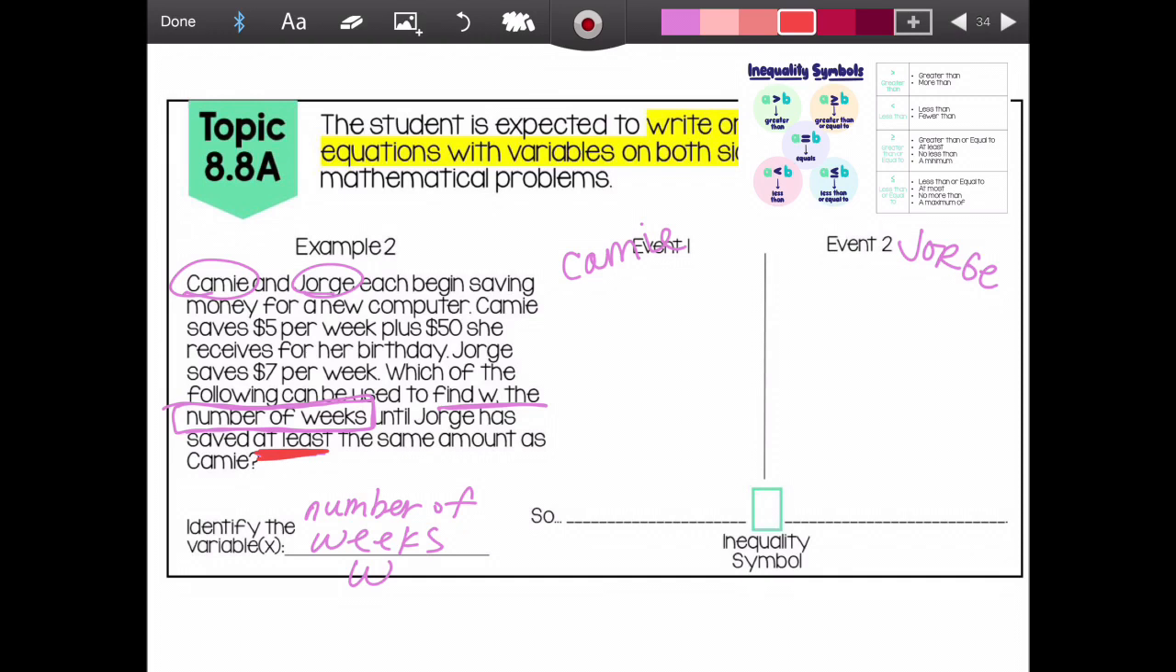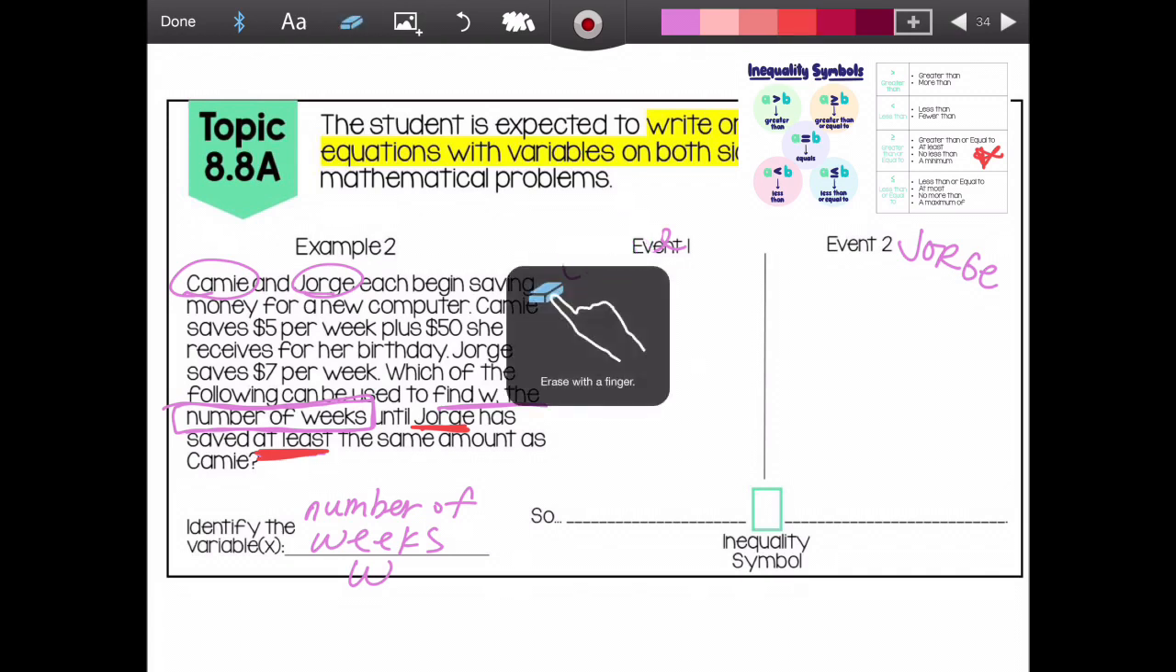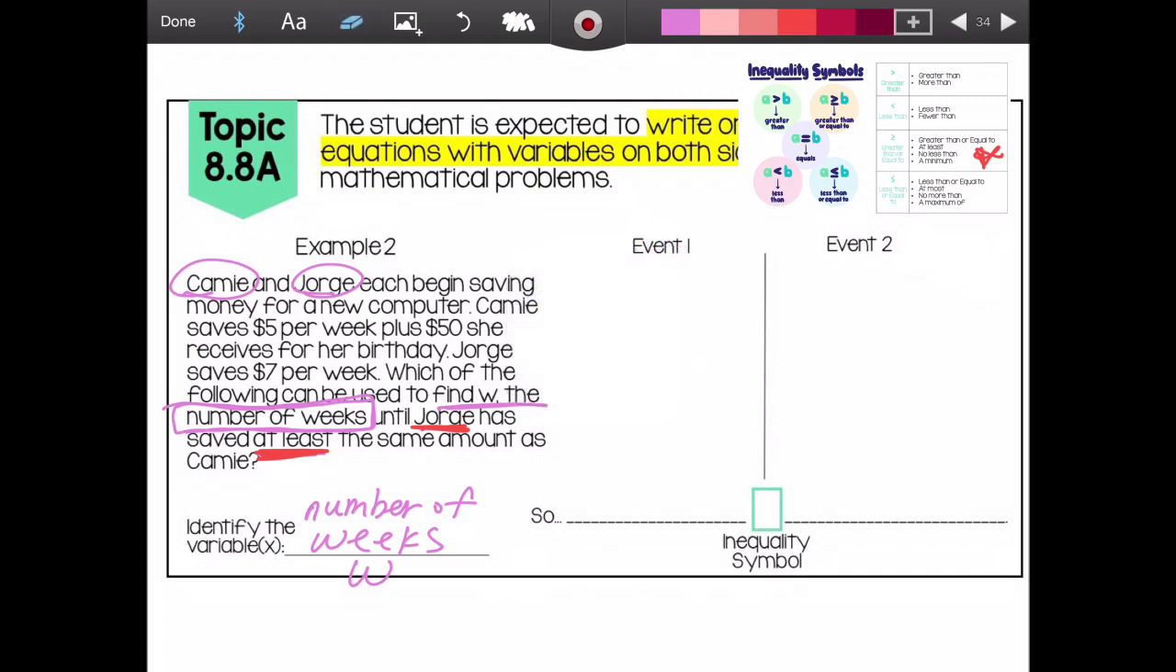At least. If we look over here in our vocabulary, at least means greater than or equal to. So again, the question asks us to put George first: George has saved at least the same amount as Cammie. So let's switch these and put George first. And again, that's why it's important to read the question first. George on this side, and we'll put Cammie on this side. At least, we know we're going to put the greater than or equal to.